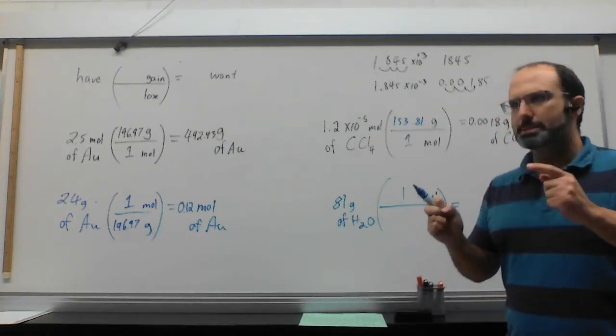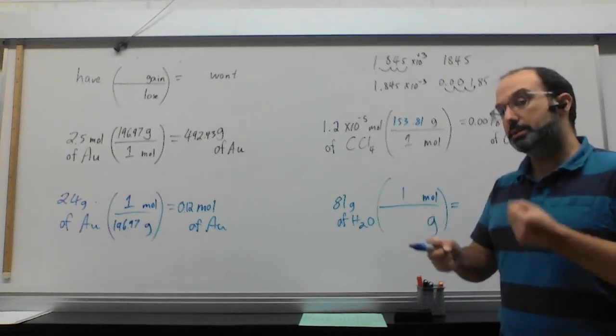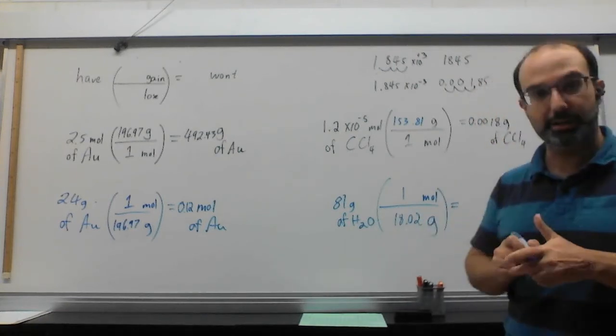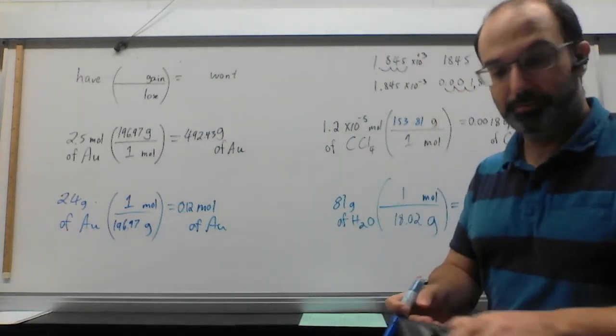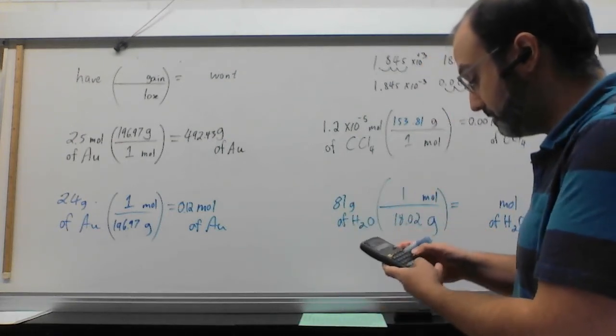1 mole is how many grams for water? Oxygen is 16. Hydrogen is 1. There are 2 hydrogens. So yeah, it's 18.02. All right. Now we just got to plug it in. Now, I mean, if you can do that mental math in your head, go right ahead. But I'm going to use a calculator. I mean, I went and got a bunch of them.